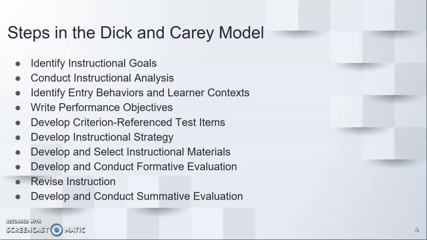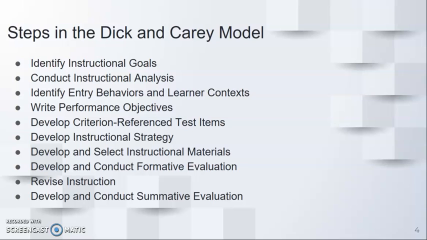The first step is to identify instructional goals. In this stage, you will need to identify what the learner needs to learn. The second stage is to conduct an instructional analysis, where the teacher will identify the entry behaviors or skills a student will need in order to begin the instruction. The third step is to identify entry behaviors and learner context. This is where a teacher finds out what skills the students already have and what the learning environment will be like.